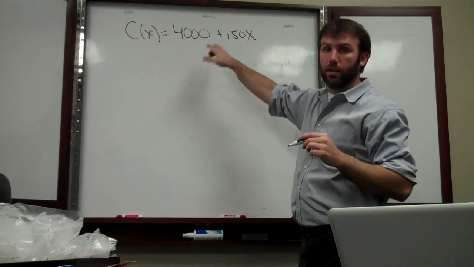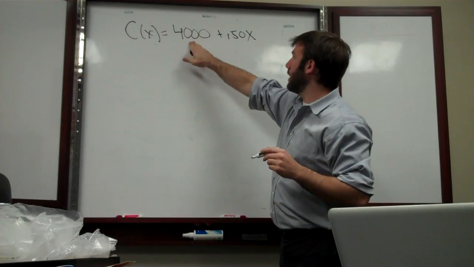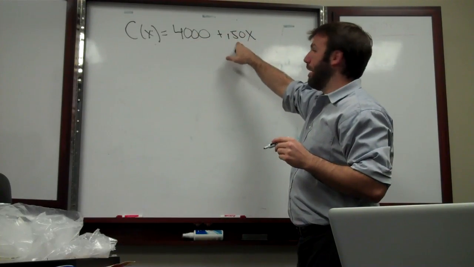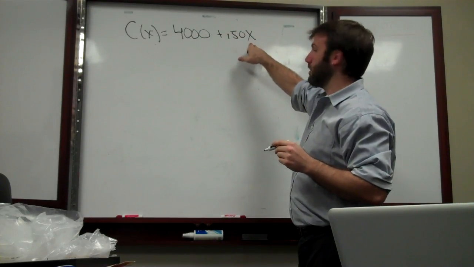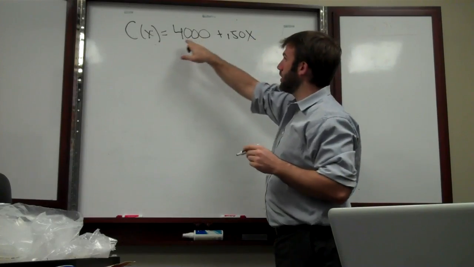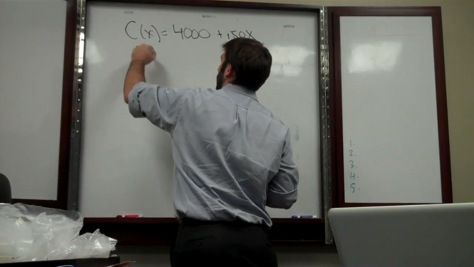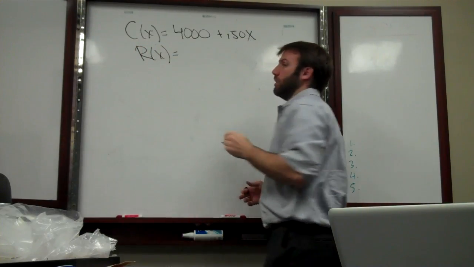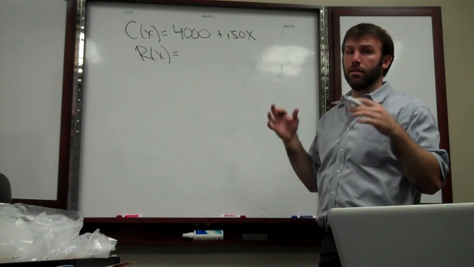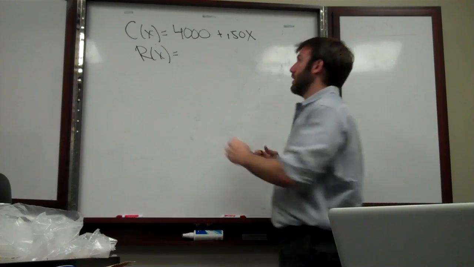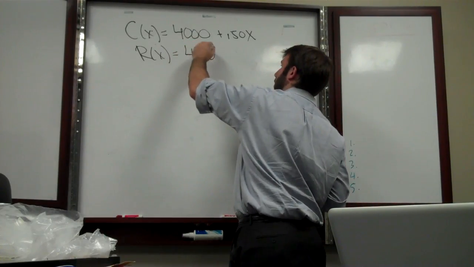This is always how the cost function goes. Initial investment plus amount of cost per unit times X every time. Cost is going to have these two elements in it. Then we need to find the revenue function, which is equal to the amount the item is sold for times X. So in our case, it's 400X.